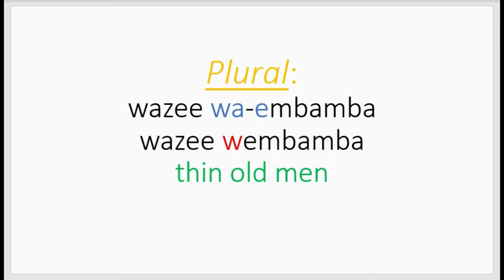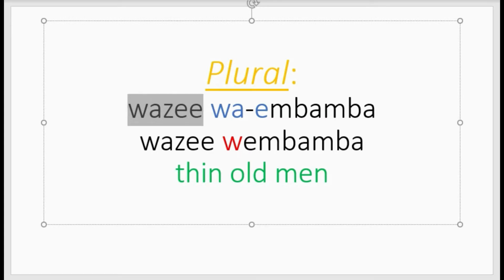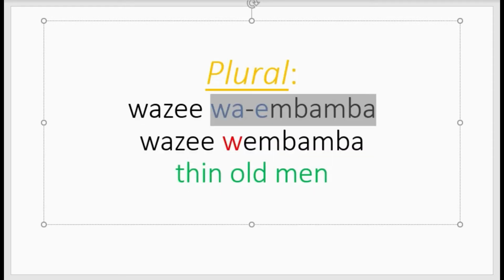Mzee is a singular form, which means an old man. Wazee is a plural, which means more than one old man. Now embamba is an adjective. Embamba is our adjective here.